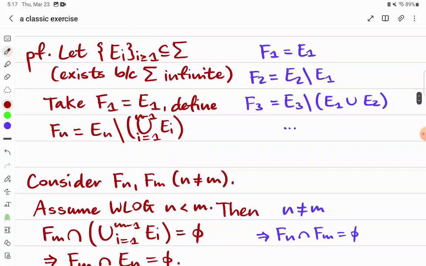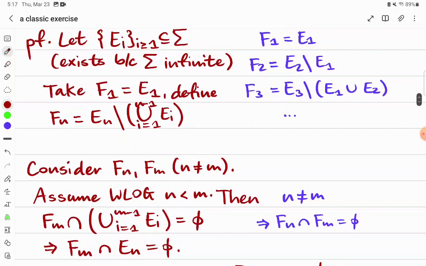Then the intersection of f sub m with the union of the E sub i as i runs from 1 to m minus 1 is empty. This is just by definition. This also shows, however, since one of these E sub i in the union is going to be E sub n because n is taken less than m. In particular, this result implies the weaker one, that f sub m intersects trivially with E sub n.